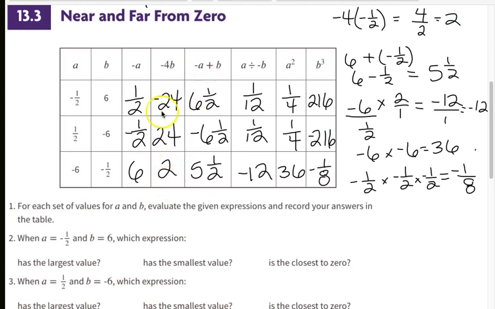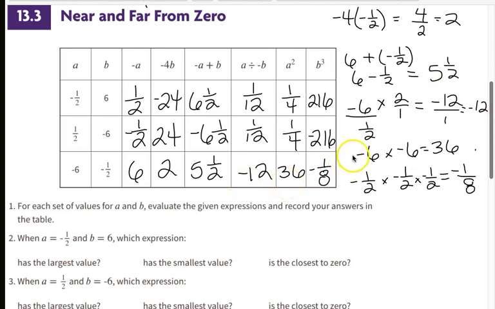The next one, opposite of negative 6 is positive 6, plus B is negative 1/2. Plus a negative means subtract, so 6 minus 1/2 is 5.5. A, which is negative 6, divided by the opposite of negative 1/2, which is positive. Can't take 6 and divide it by a fraction, so you multiply it by its reciprocal. Negative 6 times 2 is negative 12 over 1, which is the same as negative 12.